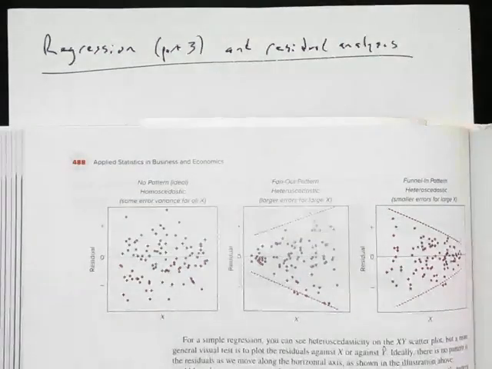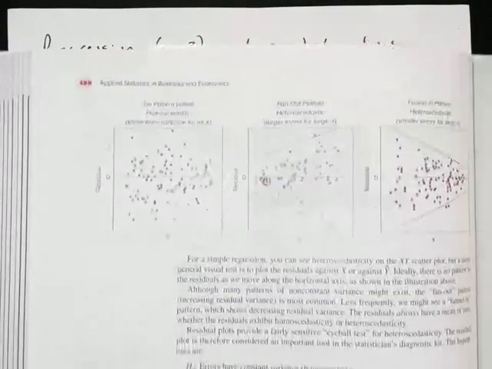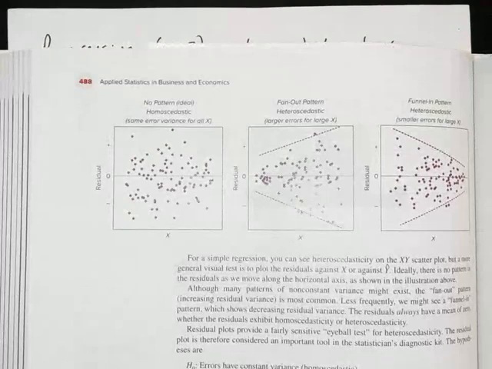Page 488. Here are some residual plots. The one on the left is equally up and down, and it isn't tapering in either direction. The one in the middle spreads out as we go from left to right, and the one on the right funnels in as we go from left to right.